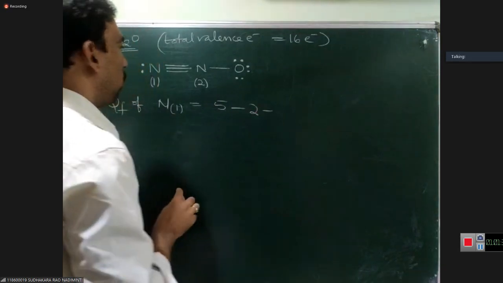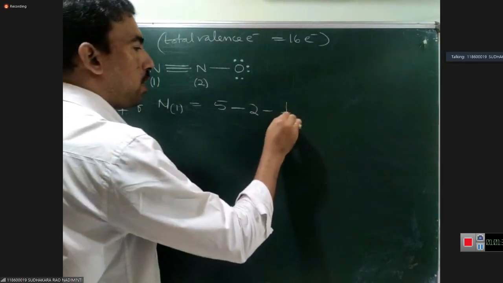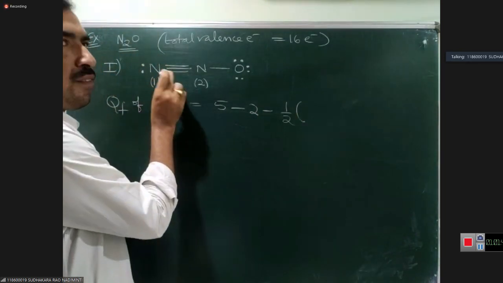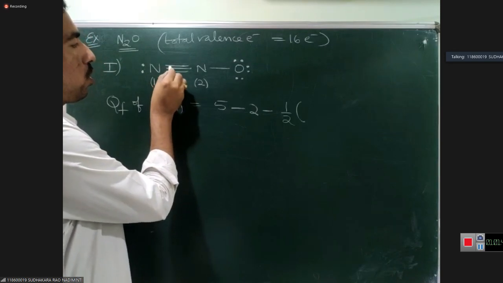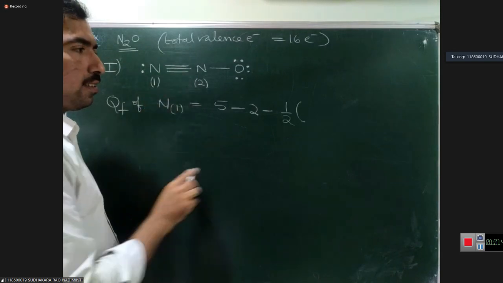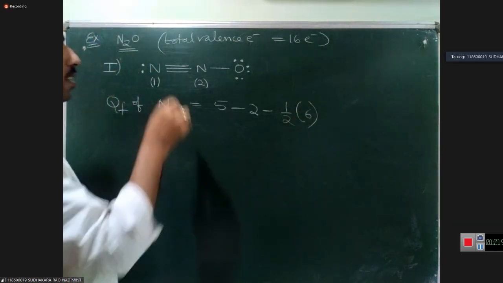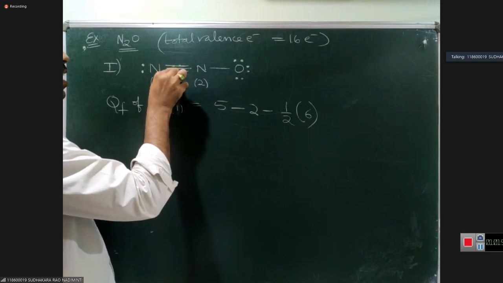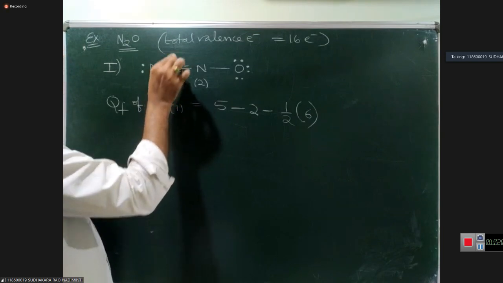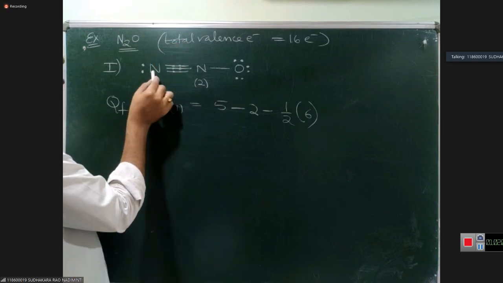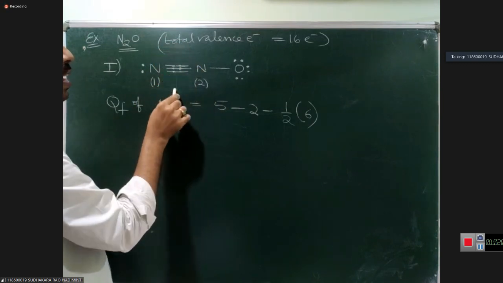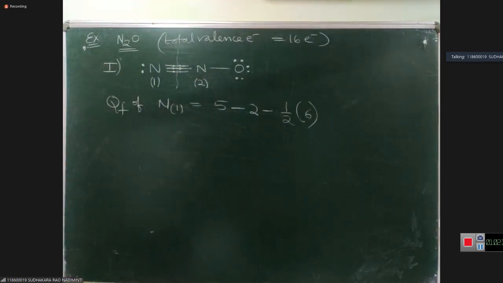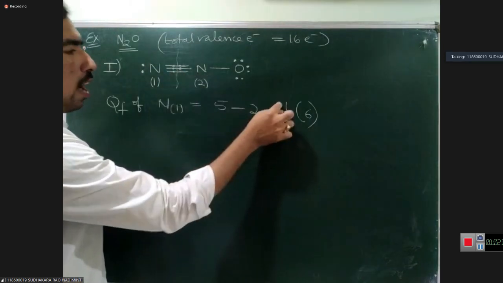So 2 minus half into, how many bond pairs of electrons? 1, 2, 3. 3 twos are 6. One bond represents how much? 2 electrons. This is half because of the 6 electrons, 3 belong to one nitrogen and 3 belong to the other nitrogen. So how many electrons belong to this nitrogen? 3. So for that purpose only half is taken.